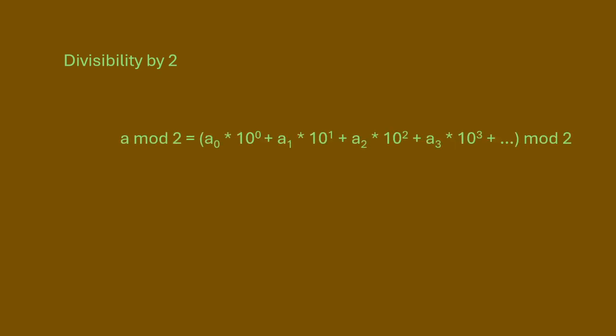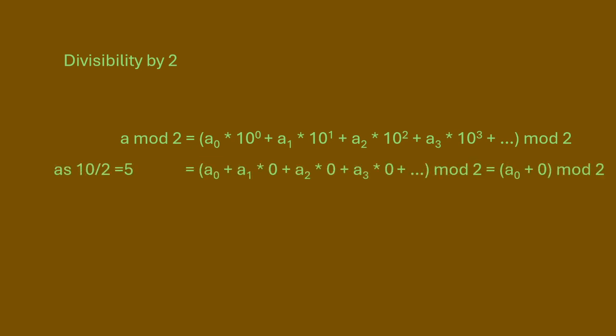First off, we have our integer a. We then break it down into each of its base 10 components. So our ones digit is being multiplied by 1, our tens digit is being added to that and multiplied by 10, our hundreds digit is being multiplied by 100 and then added, and so forth. We then note that 10 is divisible by 2, as 10 divided by 2 is 5. Since the remainder of a divisible number is 0, we can substitute 0 in for all of our 10s.